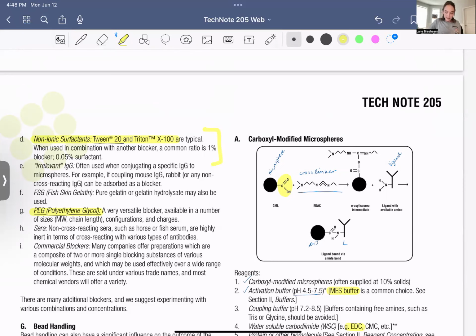Sera, non-cross-reacting sera, such as horse or fish serum, are highly inert in terms of cross-reacting with various types of antibodies. That's definitely interesting. And then commercial blockers, huge world out there. You can dive into it. Most likely, you don't need to go that route. But if you're in industry, for example, or if you're really trying to mass produce things, or if you just have a ton of funding, go for it.